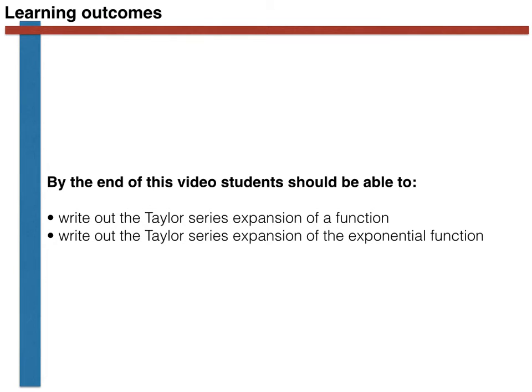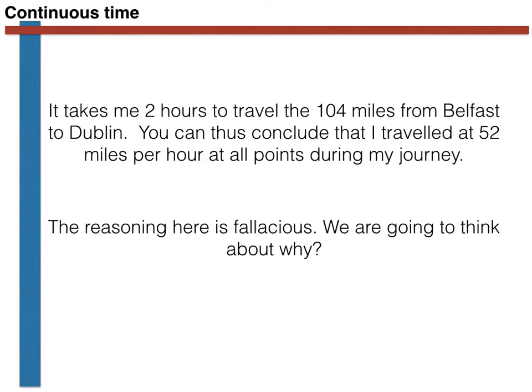Nevertheless, I would like to start by considering the following problem. It takes me 2 hours to travel the 104 miles from Belfast to Dublin. You can thus conclude that I travelled at 52 miles per hour at all points during my journey. Now the reasoning here is obviously fallacious and wrong.